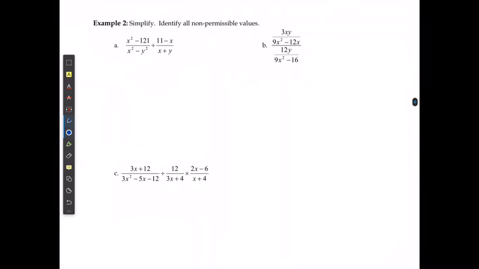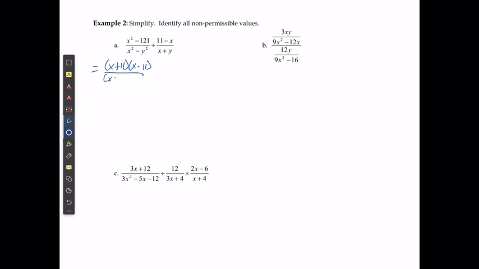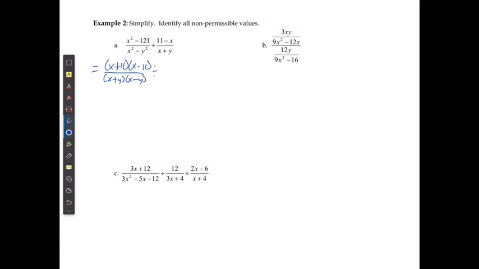Taking a look at example 2, I'm going to start by factoring and state that this is going to be the same as (x + 11)(x - 11) over (x + y)(x - y). And I'm going to divide it by negative (x - 11) over (x + y). My non-permissible values, well, x cannot equal positive or negative y, and x also can't equal 11.